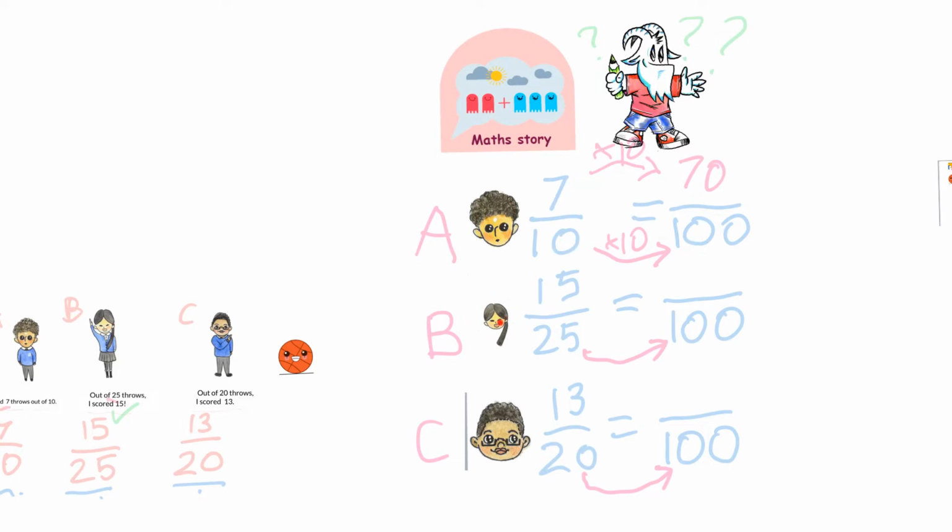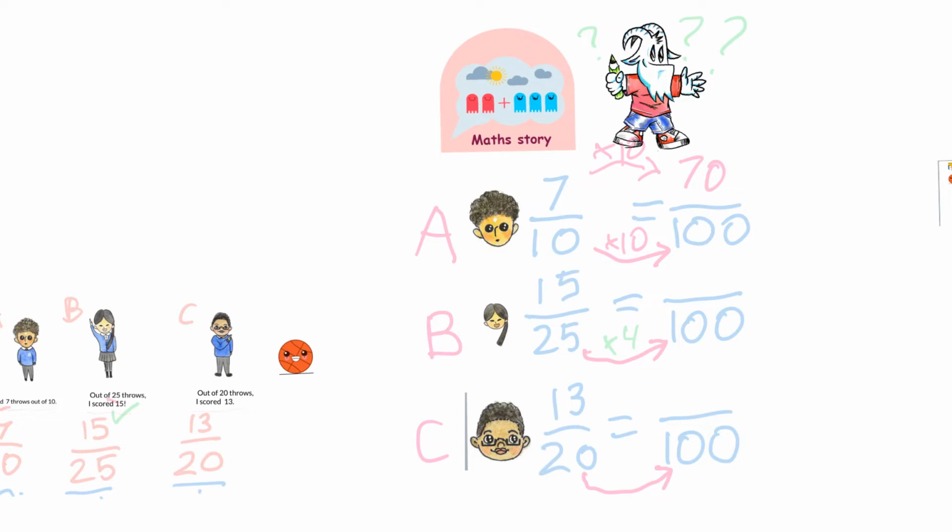Let's have a look at Betty. What's Betty's denominator? She had 25 throws. So her whole is 25. And I want to turn it into a fraction with the denominator of 100. What would I have to multiply 25 by to turn it into 100? In other words, how many times does 25 go into 100? Have a think. And if your answer was 4, that is absolutely correct.